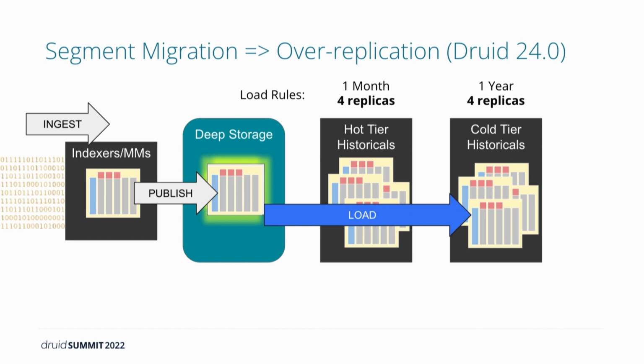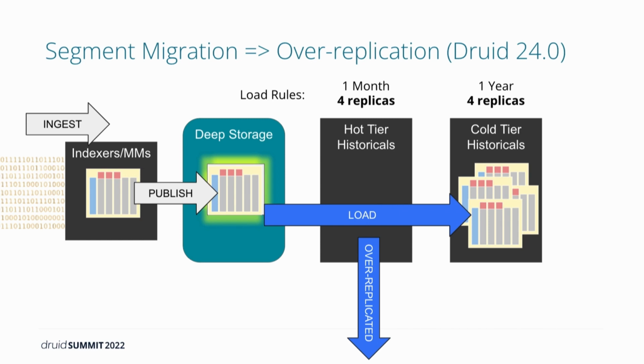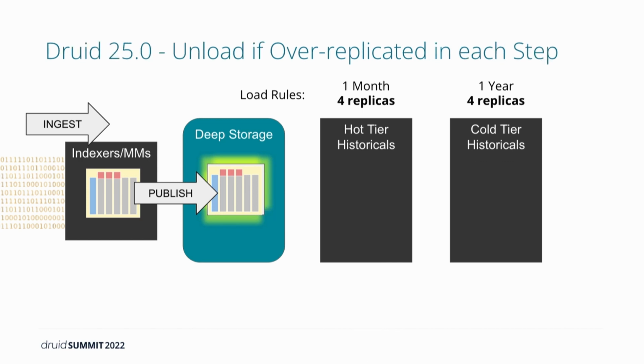At this point, the load rules are such that the segment is older than a month, and what we want is only 4 copies of the segment, and we want them in the cold tier, right? And for some period of time, we have 8 copies of the segment, so we're sort of wasting space by doing it this way, at least for some time. So the over-replicated ones will be removed, but only after the cold tier has been fully loaded. With Druid 25, we're changing that behavior.